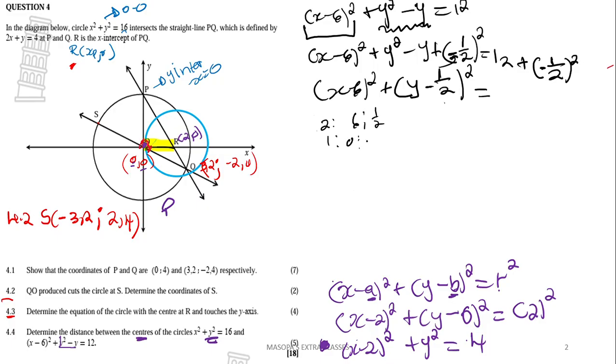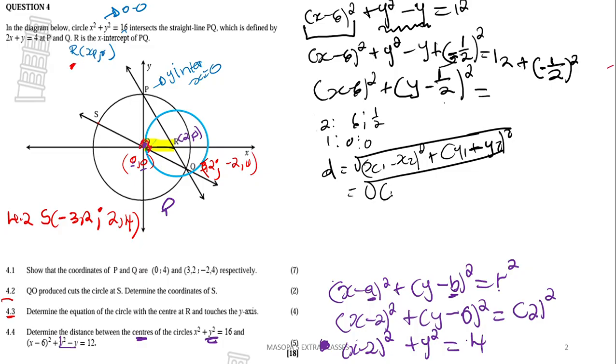So let's look at the distance formula for that: the square root of (x1 minus x2) all squared plus (y1 minus y2) all squared. So your x1, which is 0, minus your x2, which is 6, all squared, plus your y1, which is 0, minus 1 over 2, all squared. Then your distance formula gives you the square root of 145 divided by 2, which in decimal is 6.02.